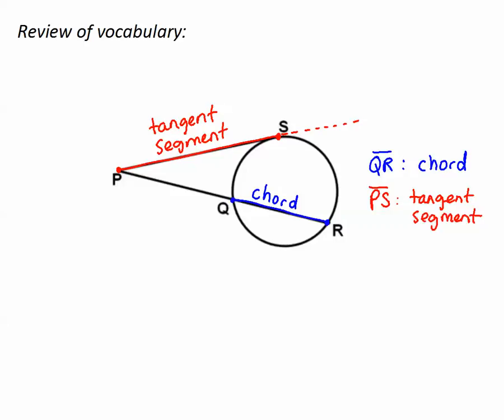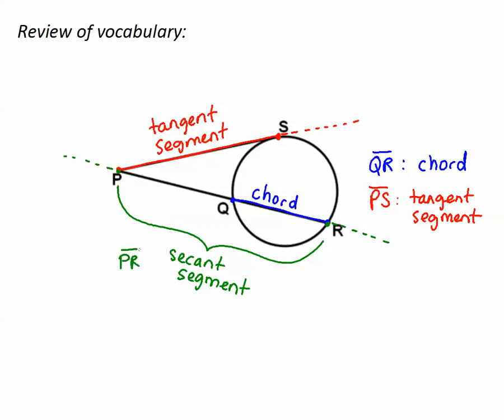Then we have a line that goes through the circle, intersecting at 2 points. Now I say a line because normally we see this type of line continuing in both directions and we call it a secant. But again, because it is just a segment, it starts and stops, or it has 2 endpoints, we call this a secant segment. And we can label it like we do the other ones. PR is a secant segment, segment PR.